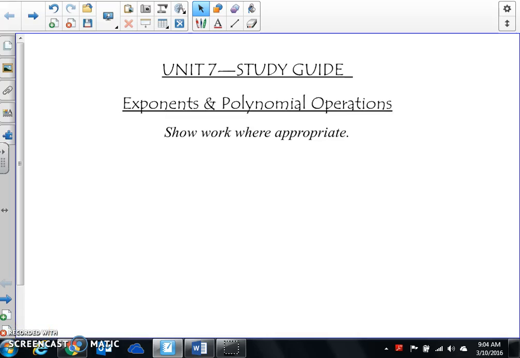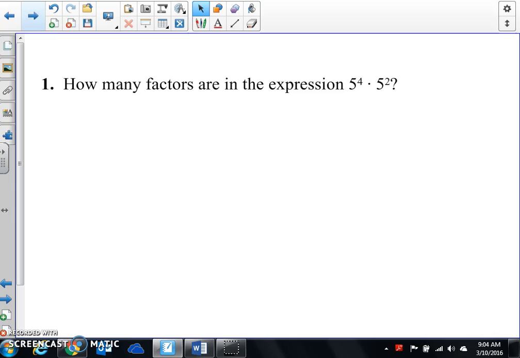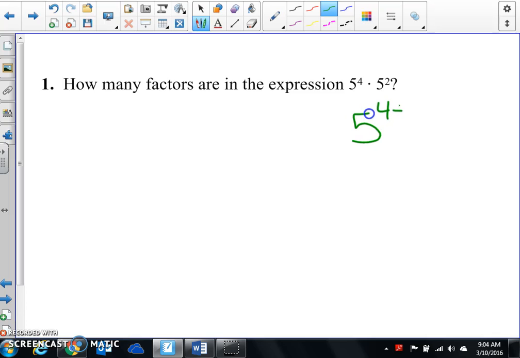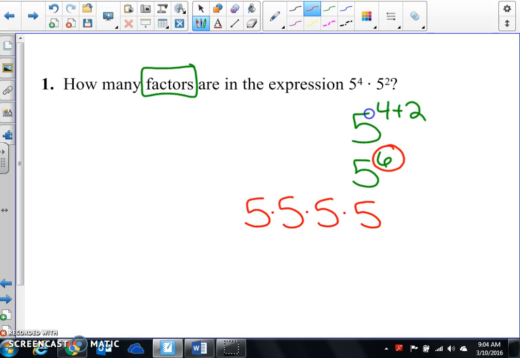All right, here's the Unit 7 study guide for exponents and polynomials. How many factors are in the expression? If you simplify this, we have the same base, so 5, and then we do not have a power to a power, so we just add our exponents. So 4 plus 2, so 5 to the 6. So in terms of how many factors do we have, we would say we have 6 factors, because ultimately what this means is that we have 6 5s.